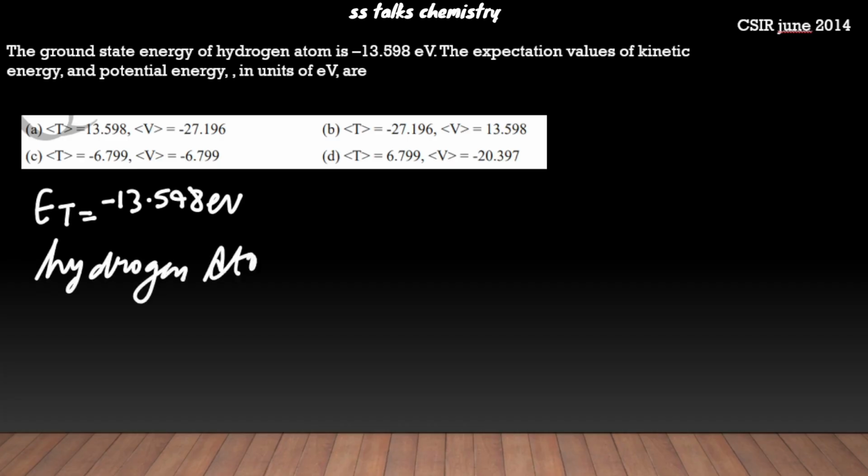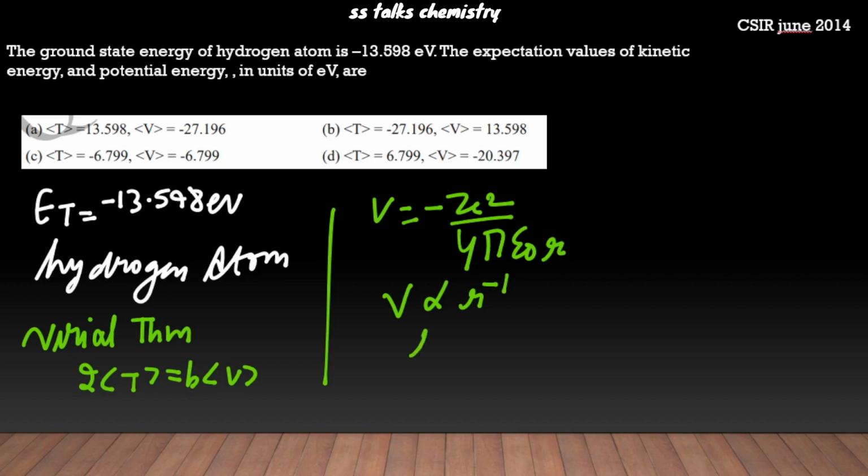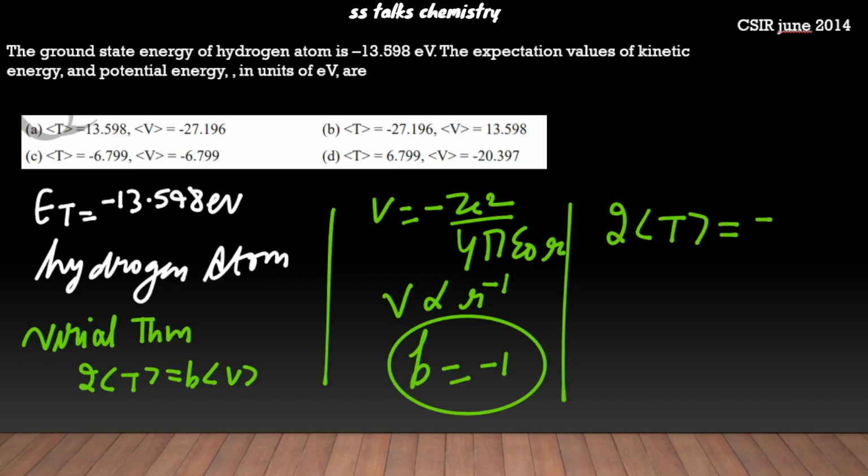The relation between the kinetic and the potential energy, we can find using the virial theorem. Virial theorem: 2 times the kinetic energy is b times the potential. Now in the hydrogen atom, the potential energy is minus Ze squared upon 4 pi epsilon naught R. So V is proportional to R raised to the power of minus 1. So the b value is minus 1 in this, right? From this we get 2 times the kinetic energy is minus the potential energy. So this is the relationship between them.